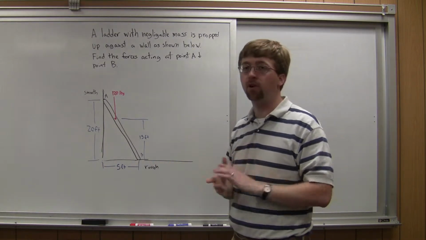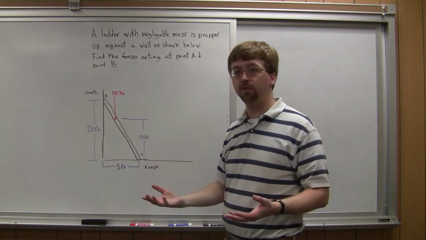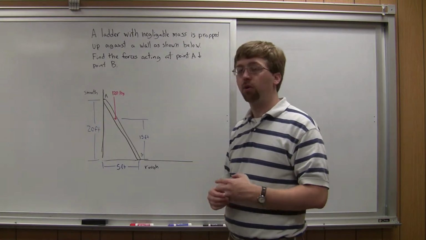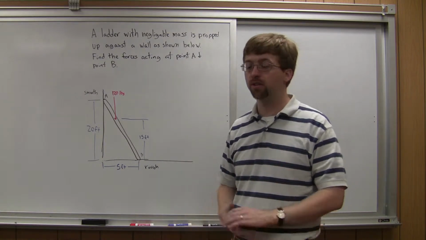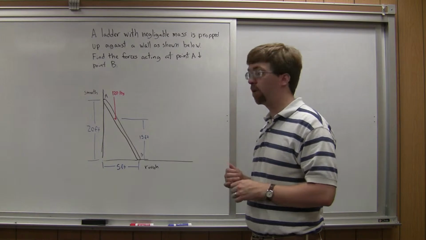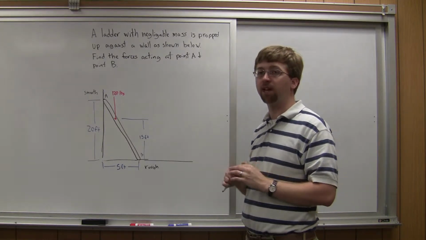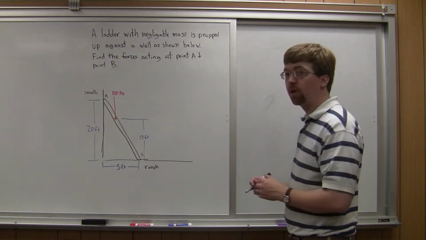As part of the problem, we're also told that the surface up at A is a smooth surface, which means we're going to have just normal forces. And down at B, it's a rough surface, which means we're going to have normal forces and friction forces. So this is going to be an equilibrium problem. As part of the process for any equilibrium problem, the first thing we need to do is draw the free body diagram. So we're going to separate our ladder from the surroundings.